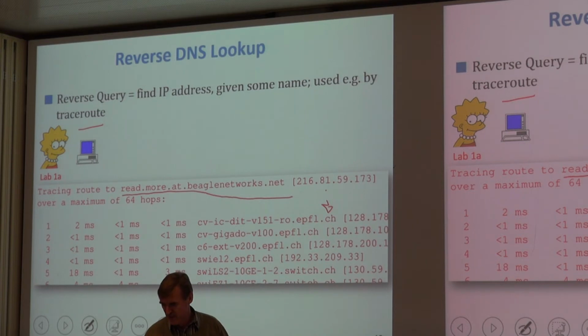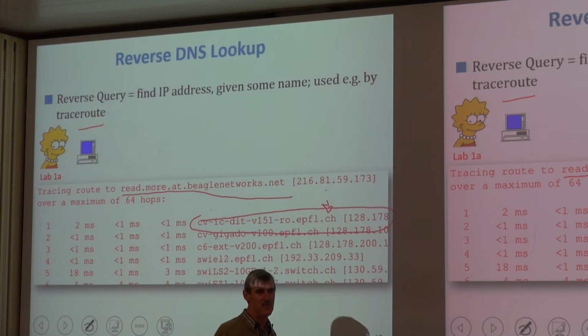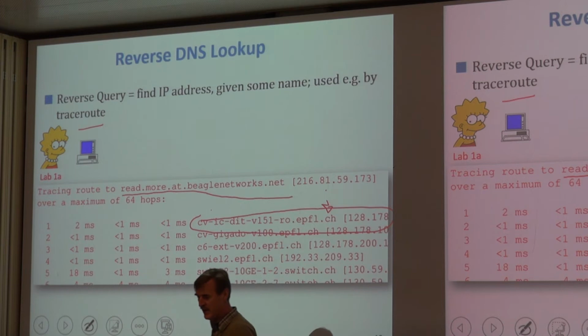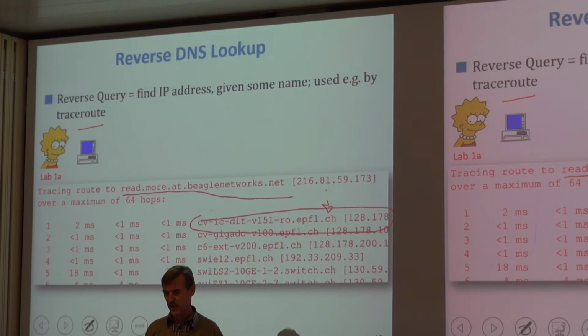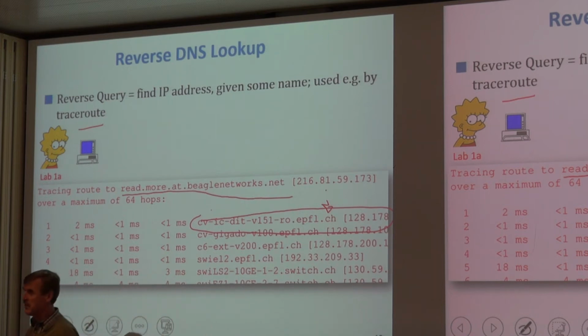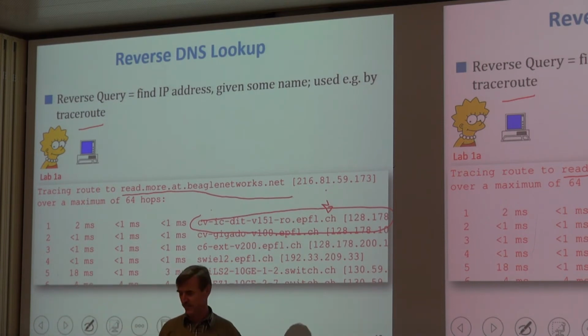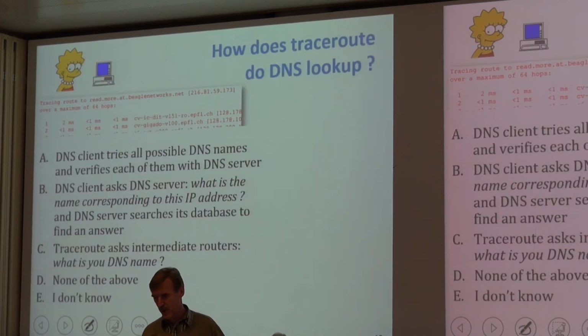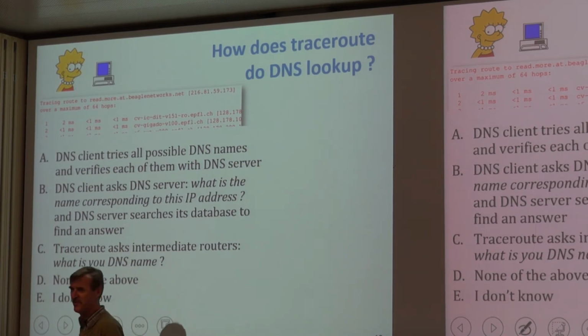But now it displays the names, because people don't like IP addresses. With IPv4, we can live with our IP address. With IPv6, we really prefer names. How does it do it? Well, it uses what is called a reverse query, where we have now the reverse problem. The normal DNS problem is, here is a name, what is the IP address? Now I have the reverse problem. I have the IP address, find the name. How do you do that? How do you think that traceroute does the DNS lookup?